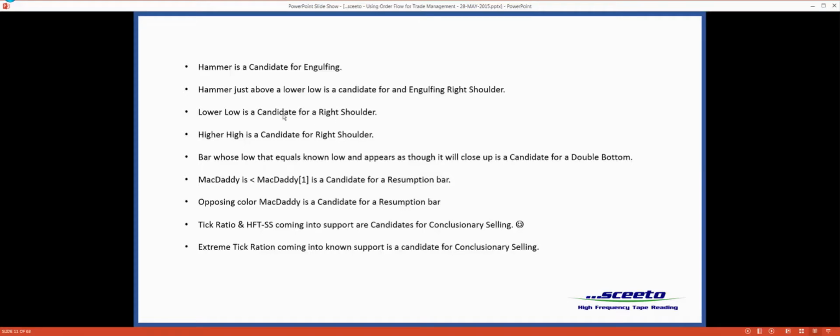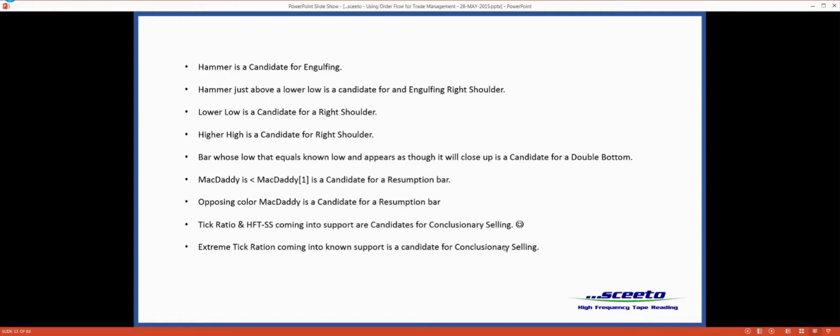What am I prognosticating? I see a lower low. I want to be thinking, where's my right shoulder? Higher high, also a candidate for a right shoulder. A bar whose low equals the known low and appears as though it will close up is a candidate for a double bottom. If MACD is less than MACD a bar ago, it's a candidate for a resumption bar. If you have an opposing color MACD, it's a candidate for a resumption bar. If you have a tick ratio and a high frequency sell surge coming into support, these are candidates for conclusionary selling. I put the smiley face because that's what we've done here today: the tick ratio coming into support, candidates for conclusionary selling. And then the extreme tick ratio coming to note support is a candidate for conclusionary selling.